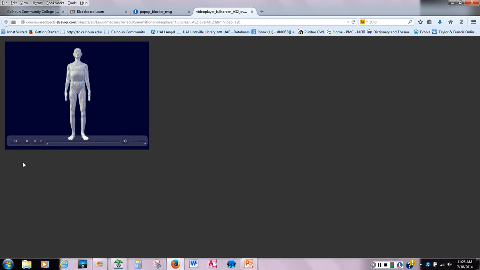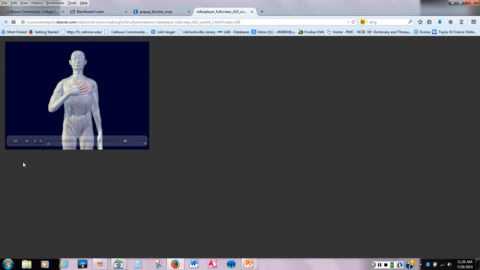Classic symptoms of coronary ischemia include substantial chest pain radiating to the left arm and jaw, as well as diaphoresis. Don't you just love their diaphoresis on the patient?